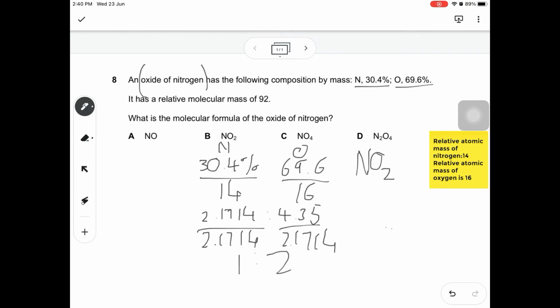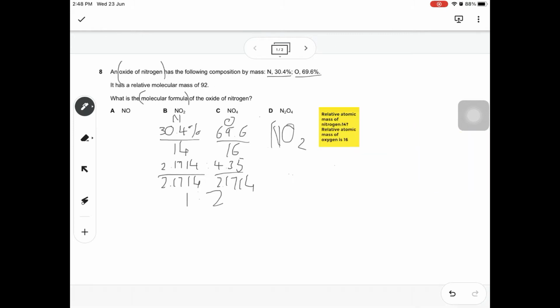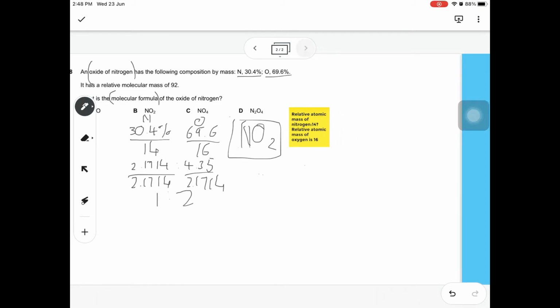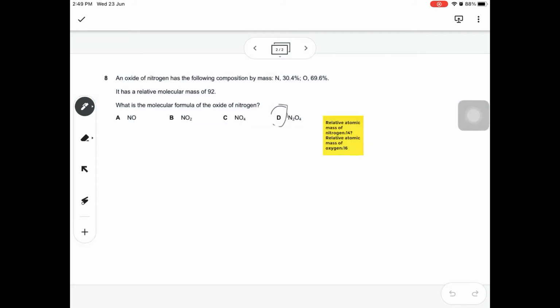However, they're asking us to find the molecular formula of the oxide of nitrogen. So this will be the following step that you have to follow to find it. Now, as we have found the empirical formula of the oxide of nitrogen, which is NO2, now we'll be finding the molecular formula. So, following the steps that I've given in the video, we'll be using the empirical formula of the oxide of nitrogen, NO2.